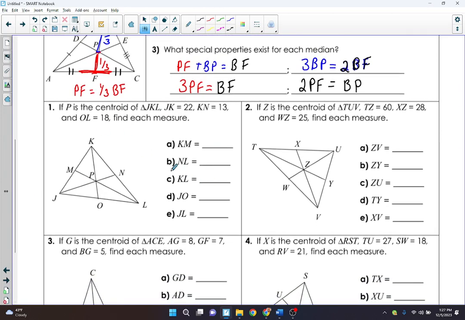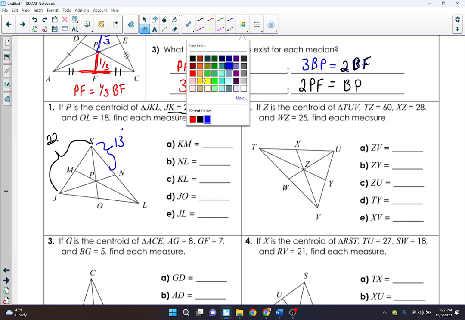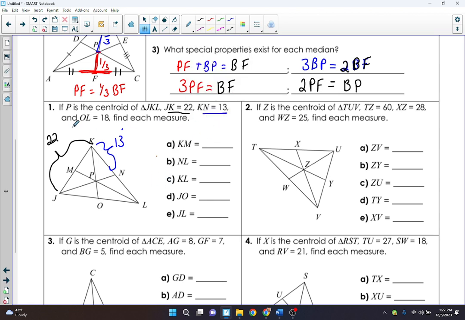All right, so let's talk about this. P is the centroid of JKL. I'm sorry, JKL is the triangle. JK is 22. So from J to K, that is 22. From K to N, this one's 13. And then OL, which is this one over here, is 18.